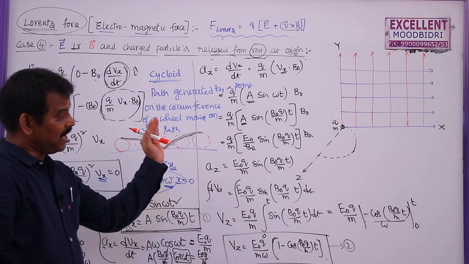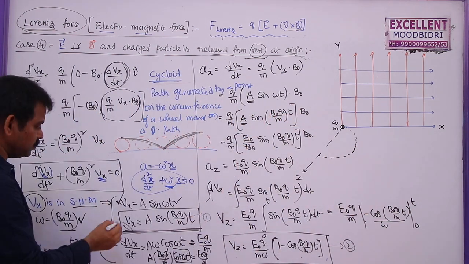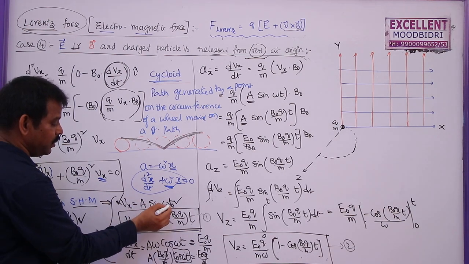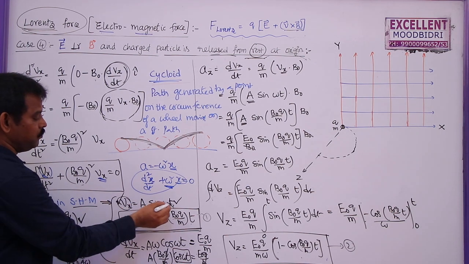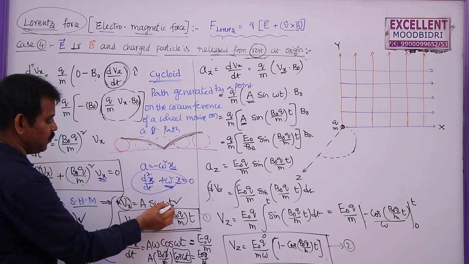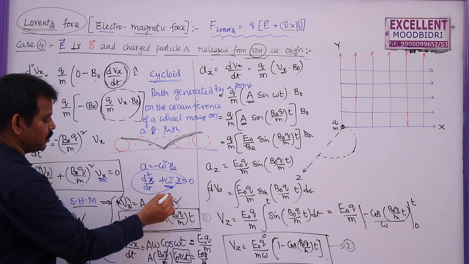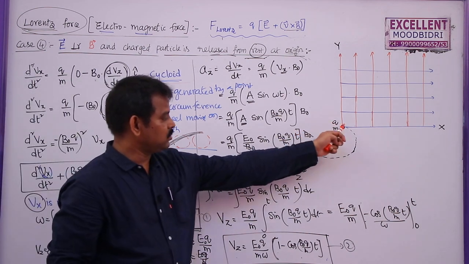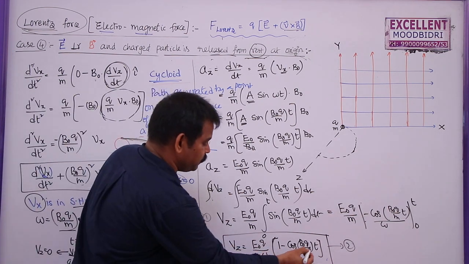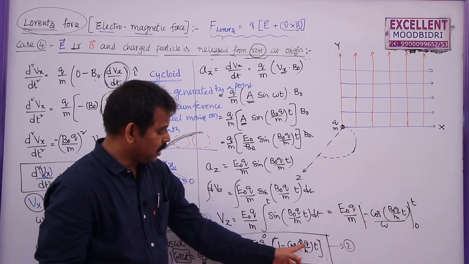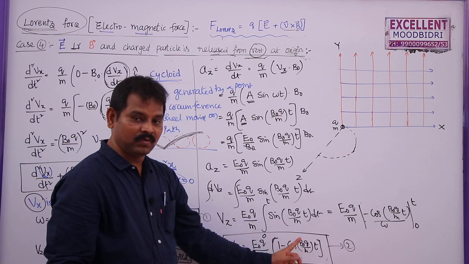Why? Because the velocity along the x-axis is represented by A sin omega t. When t is equal to 0, this will be 0. The velocity along the x-axis is 0. If t is maximum, this will be maximum. When t is once again 0, or if this value becomes 180, this will become 0. So this is a sine curve here. But what about the z component here? If t is equal to 0, cos 0 is equal to 1, and 1 minus 1 will be 0.